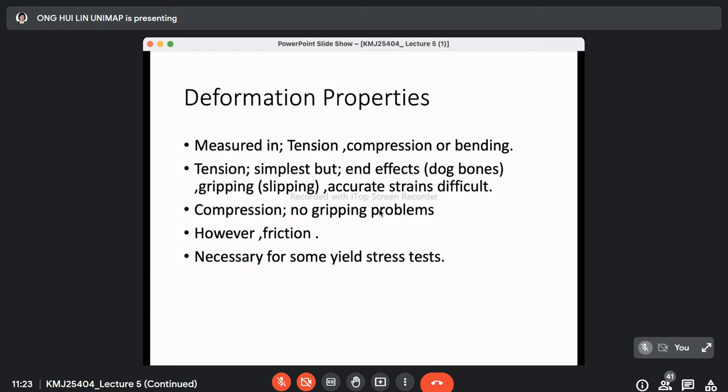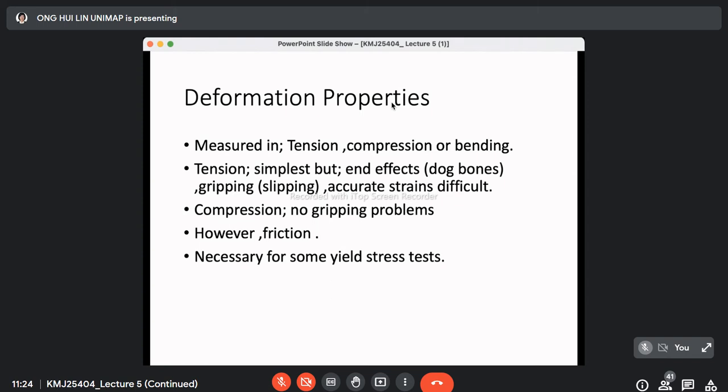The test can be done in tension mode. And usually people use tension mode, cantilever, or flexural mode. So you see the deformation properties. We can use different kinds of testing modes to study and to know the deformation of the polymer. There are a lot, actually, but you have seen three, no? You have seen three. That's good.